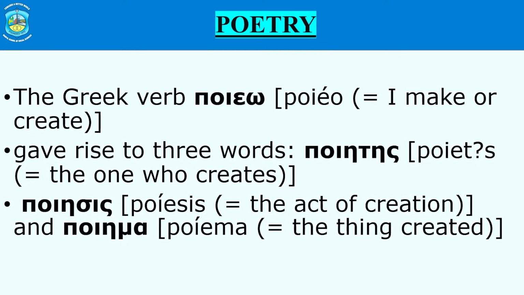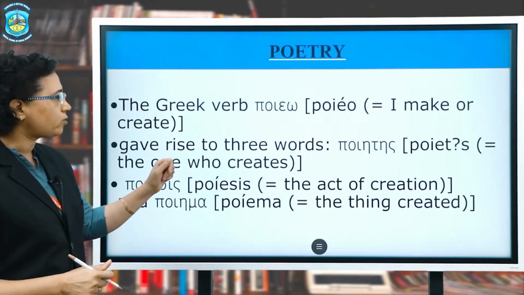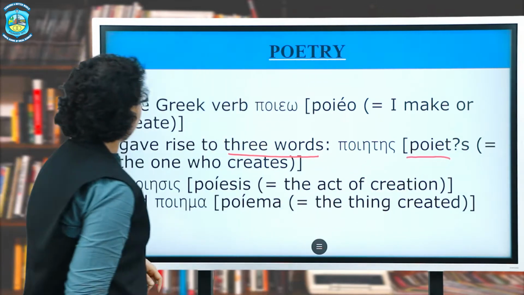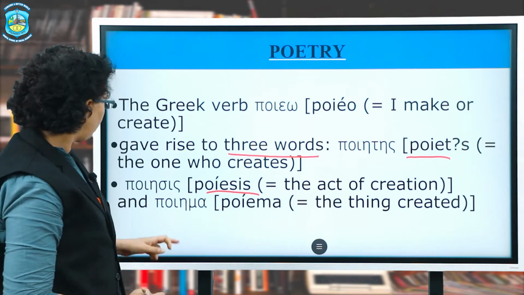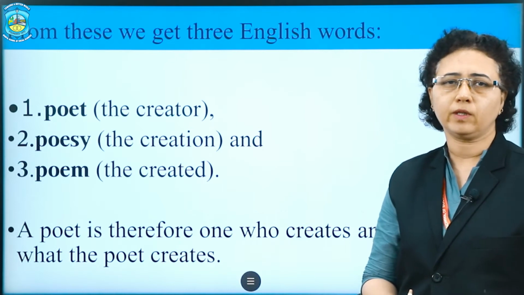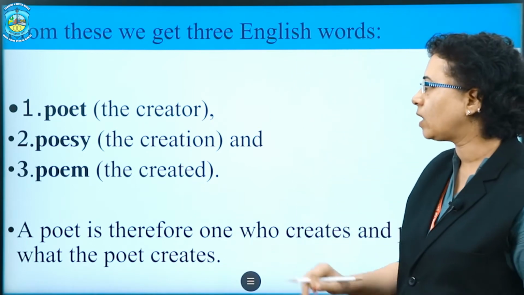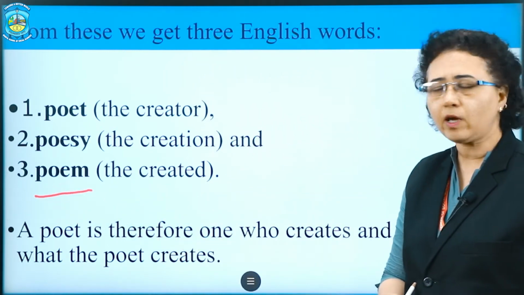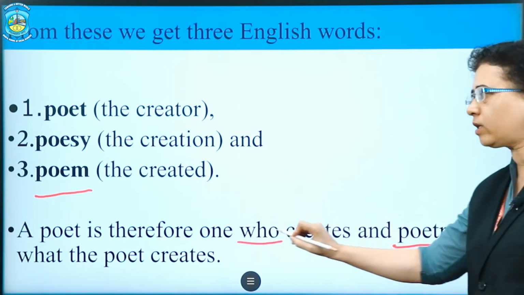The Greek verb poiao, which means I make or create, gave rise to three words. Which were these three words? Poet, meaning the one who creates, poiesis, meaning the act of creation, and poema, meaning the thing created. Now these three Greek terms gave rise to three English terms. The first one is poet, the creator, poesy, the creation, and poem, the created. Therefore, the poet is one who creates and poetry is what he creates.